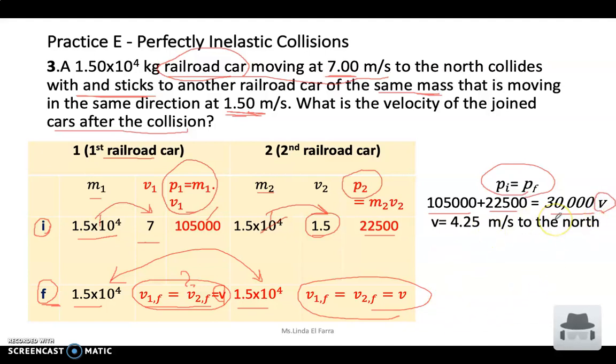Now this is an equation, and math is not physics anymore. You solve this equation and you find the value of V. It will give you a positive value. It will move north, the same direction as the railroad car.